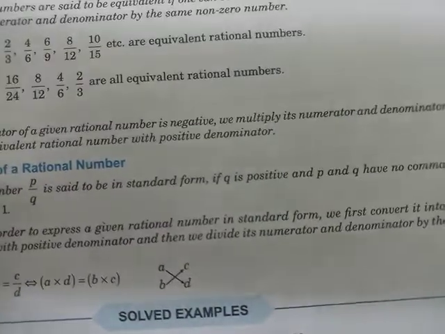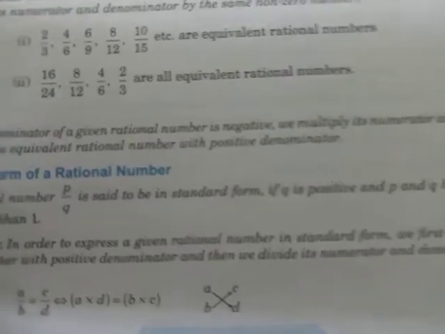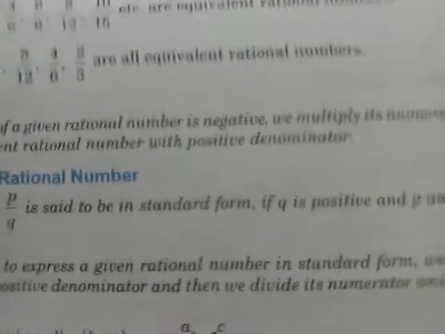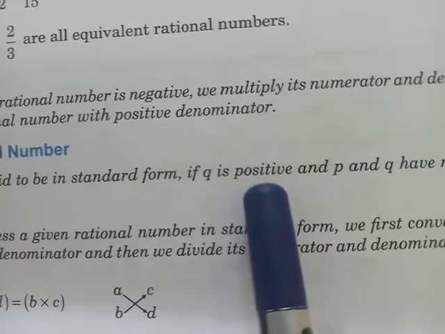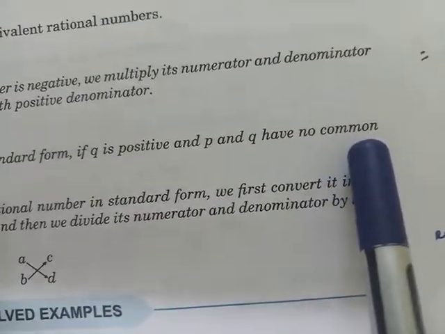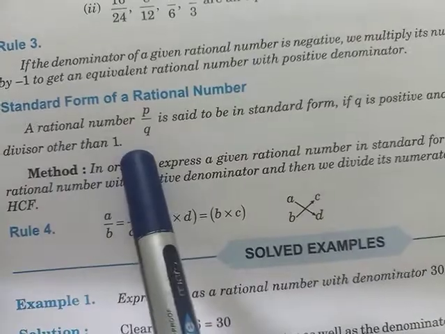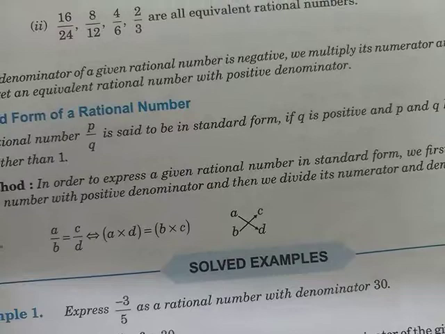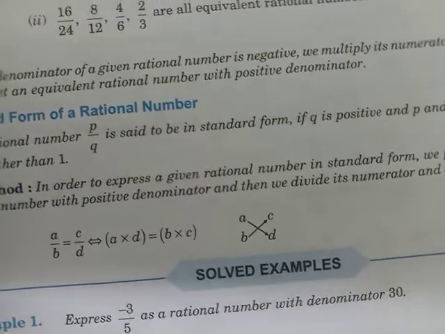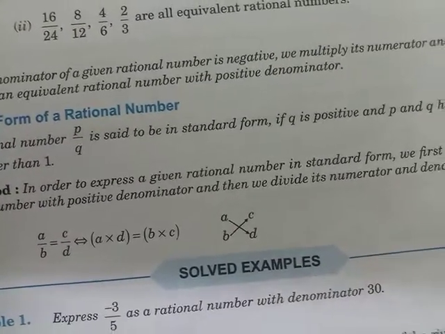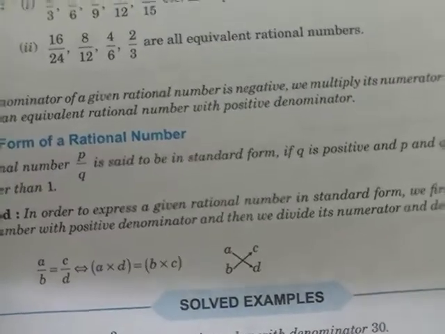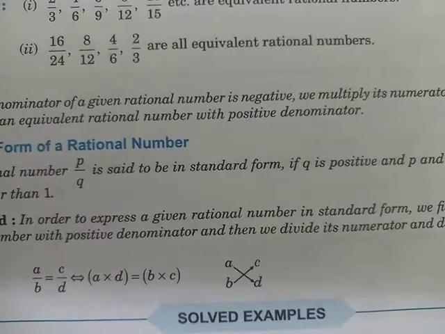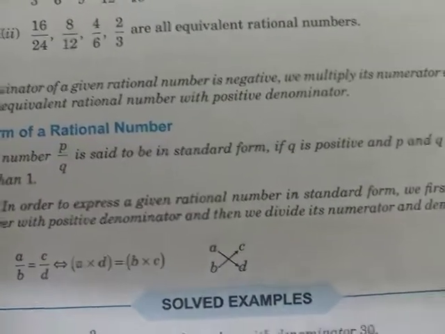Simplest form means it should be in its lowest form. A rational number p by q is said to be in standard form if p is positive and p and q both have no common factor other than 1. Remember, rational number and standard rational number, only one difference is there. A rational number can be in the highest form, it can be a multiple form of any number, but when we are writing the standard form, it has to come to its lowest or simplest form.